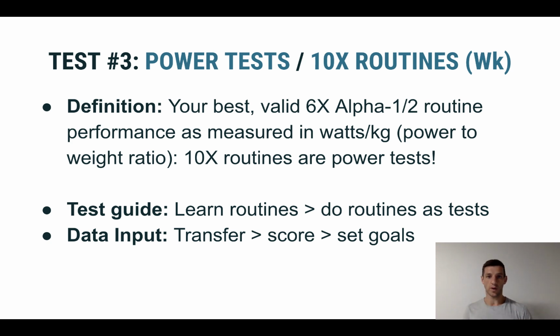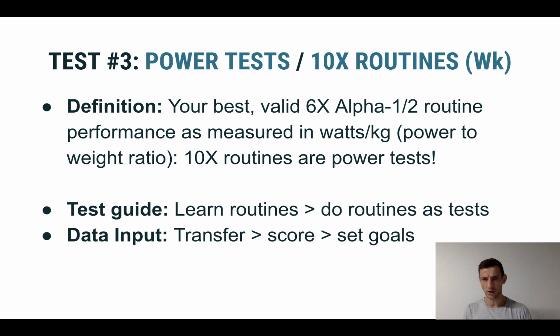Now, very important point. If I haven't made this very clear before, I'm making it very clear right now. You can track all your routines in an app, but the only workouts you should be tracking in your sheet should be your 6x alpha routines. Okay? And I discuss the reasons for that in a follow-up video, but in your sheet you'll see that we only track your 6x alpha routines.